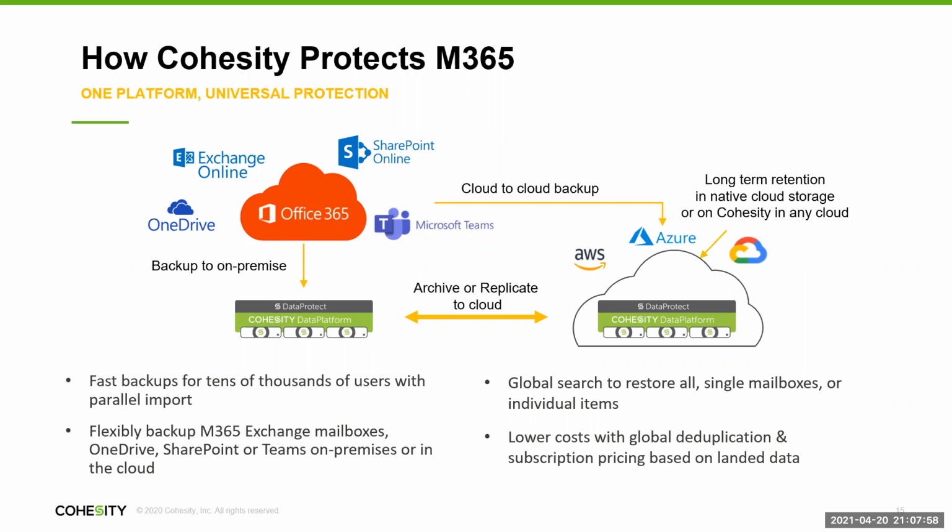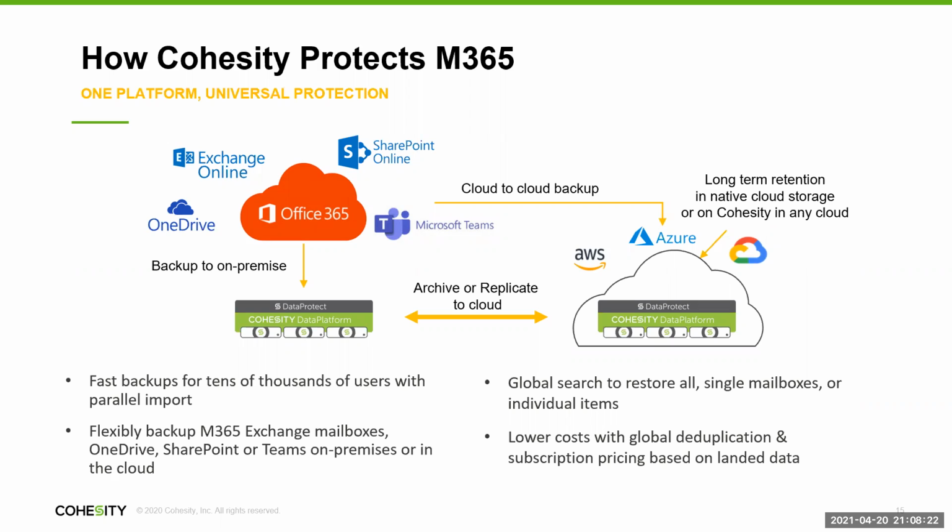Once we've taken a backup, the backups can be archived off to external cloud storage or replicated to another instance of Cohesity. So if you want to keep a copy of your backups on-prem or in another cloud provider, we can provide that flexibility. Our global deduplication and compression ensures maximum storage efficiency to help minimize the investment. So this means we can efficiently back up data for thousands of users.